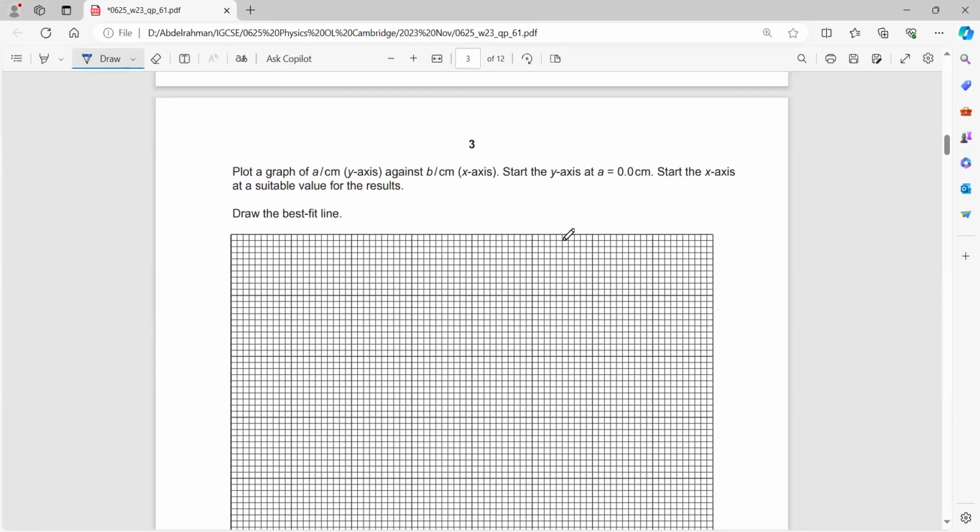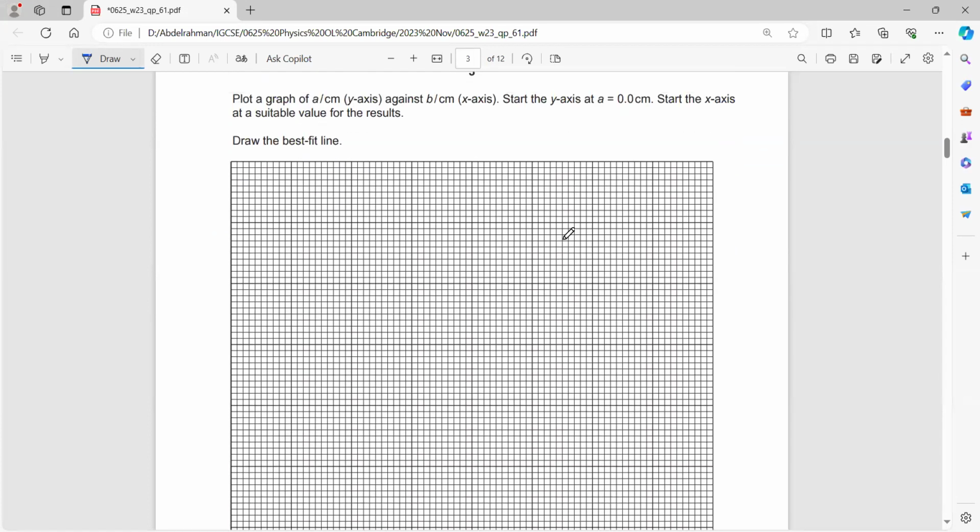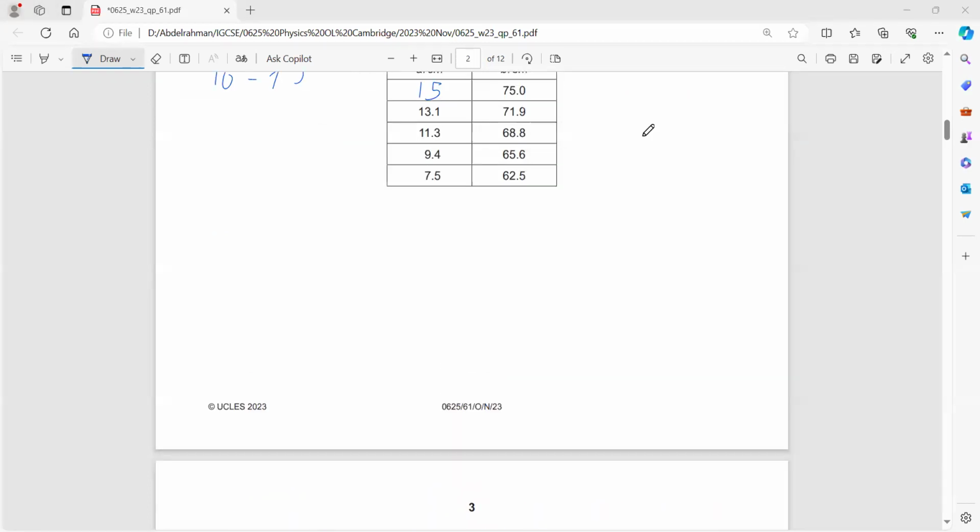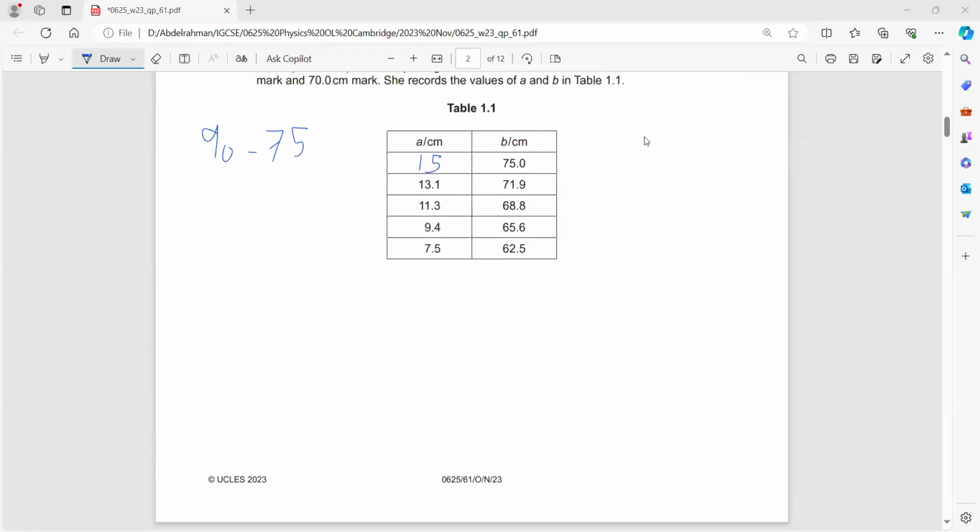First, it says plot a graph of A slash centimeters on the y-axis. So first of all I have to write down A slash centimeters. Okay, 15, here I can actually write it down as 15. Yes, I can write it down as 15 or 15.0. Be careful in this specific question, we can write it as 15, or we can write it as 15.0.